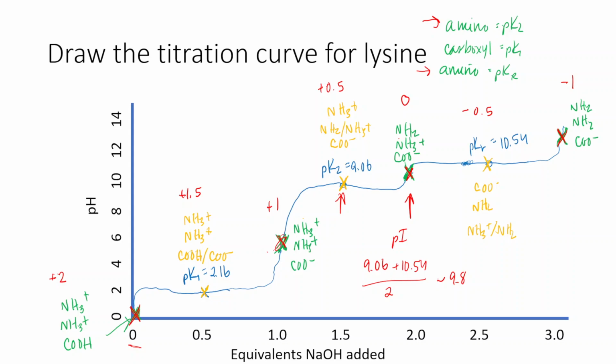So for lysine at a pH of 9.8, we would say that it's not physiological. That's its pI, its isoelectric point. When you talk about physiological pH, that usually just refers to the pH in your body, so it's around 7.3, usually 7.2. So the pH for this amino acid to be neutral would be 9.8? Yes.